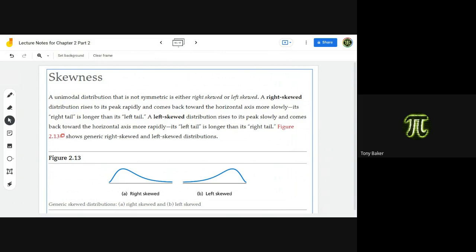This one, same concept. Your median's over here. Your mean is being pulled to the left because your outliers are lower. So that's why it's left skewed. The other way you could think about it is, which one's tail is bigger? Is the left tail bigger? Then it's left skewed. If the right tail's bigger, then it's right skewed.